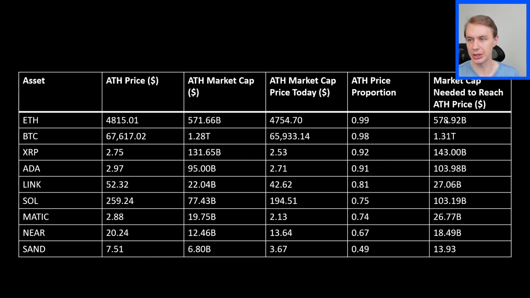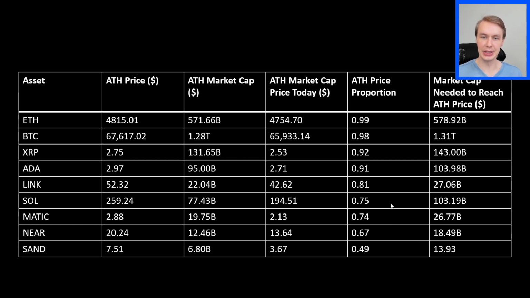And we can actually go ahead and just calculate what is the market cap that would be necessary for each of these assets to reclaim their actual all-time high price. So for Link, we see that sitting up at $27.06 billion. For Sand, it's more than double its prior all-time high. For Near, it would have to get up to, instead of $12.46 billion, $18.49 billion.